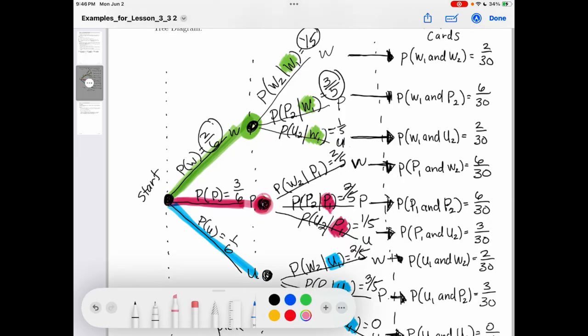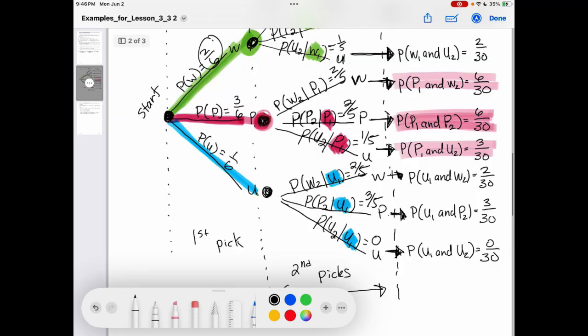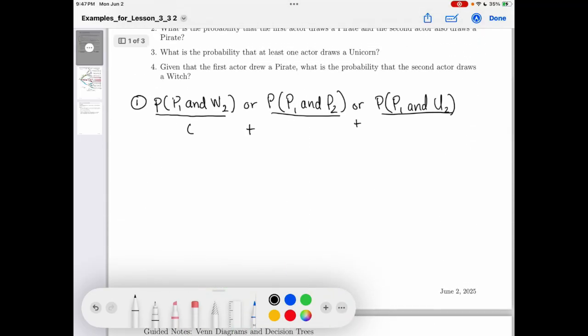So looking down here at our tree, anywhere where we see a pirate was picked first, that's what we're looking for. Here's pirate and a witch, pirate and a pirate, and then pirate and a unicorn. So those are the probabilities that we need. So a pirate first and a witch second, we said that was 6 out of 30. Then we're going to add that to pirate and pirate. That was 6 out of 30. And then the pirate and the unicorn, that was 3 out of 30. When we add those up, we get 15 out of 30.